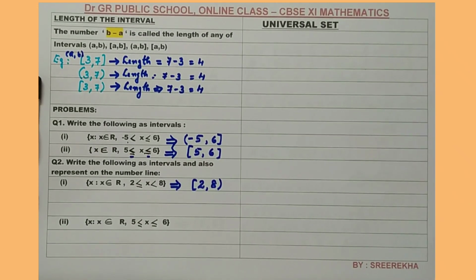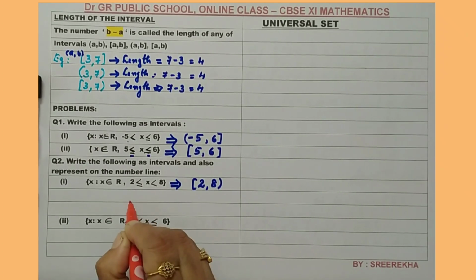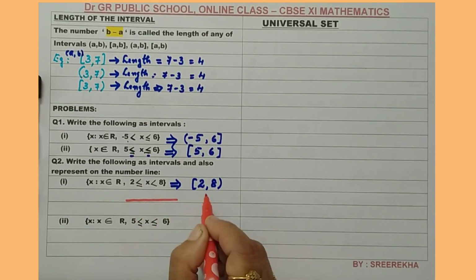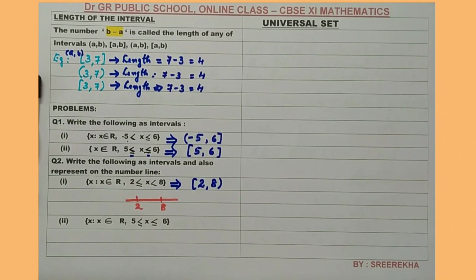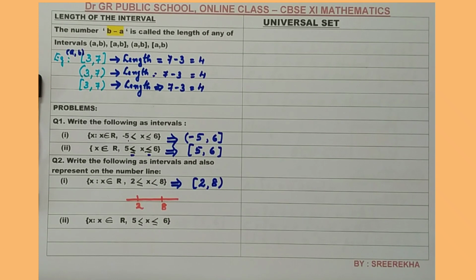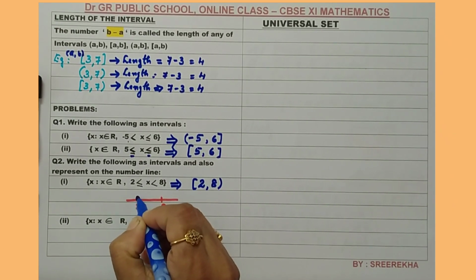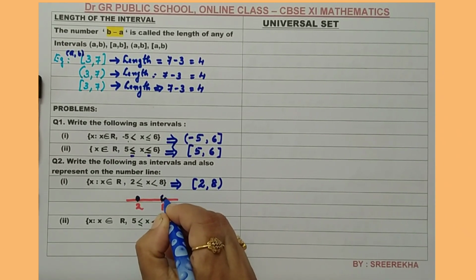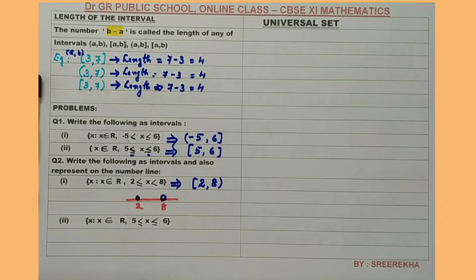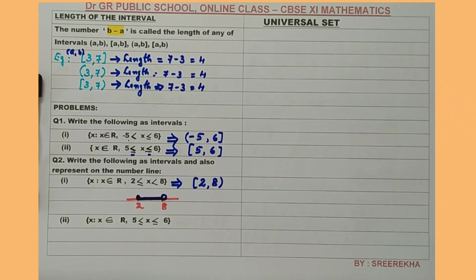But you are asked to represent it on the number line also. How to represent it on the number line? Draw a line which represents the numbers 2 and 8. But here the condition is that 2 is included but 8 is not included. 2 you need to include, so darken the point 2, but 8 is not included, so put a hollow circle there and shade or darken this portion. Actually, this portion represents the interval 2, 8.